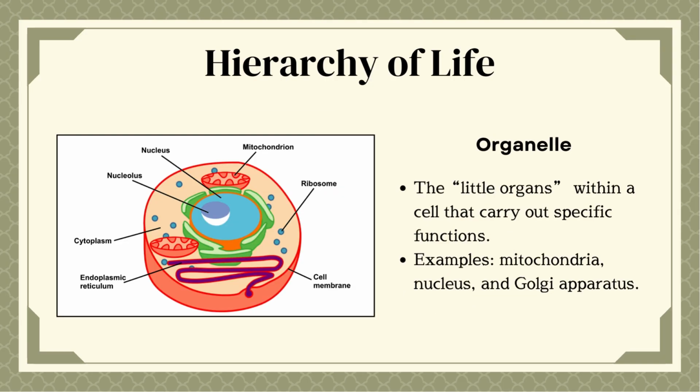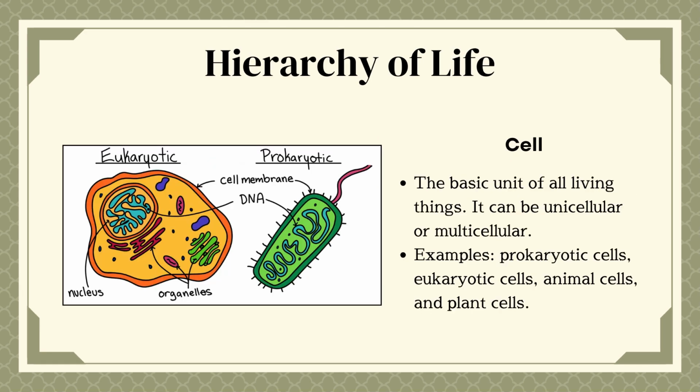Next, we have the organelle. Organelles are the little organs within a cell that carry out specific functions. Examples include mitochondria, nucleus, and Golgi apparatus. These are basically the organs that can be found in the cell. Next, we have the cell. The cell is the basic unit of all living things. It can either be unicellular or multicellular. Examples of the cell can be prokaryotic cells, eukaryotic cells, animal cells, and plant cells.